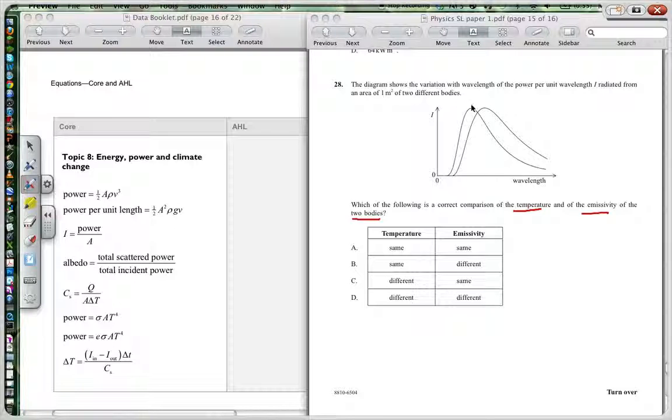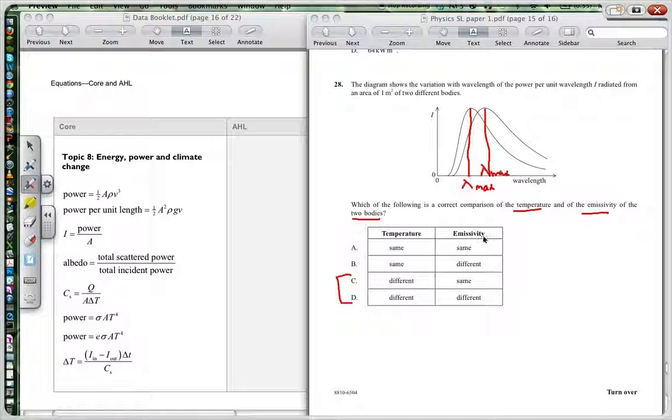Okay, now the temperature of the body actually depends on this wavelength here, where you get your maximum intensity. So we can see that these two are different. So definitely the temperature is going to be different because our lambda max is different for each one. So the temperature is going to be different, so we're looking at C and D.